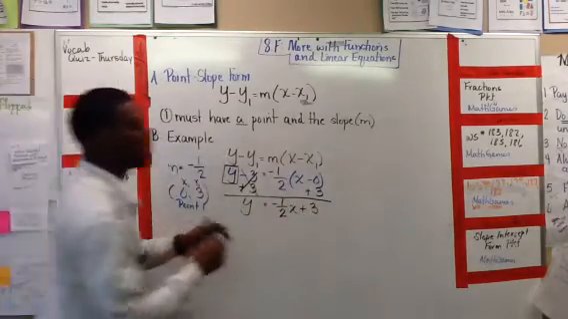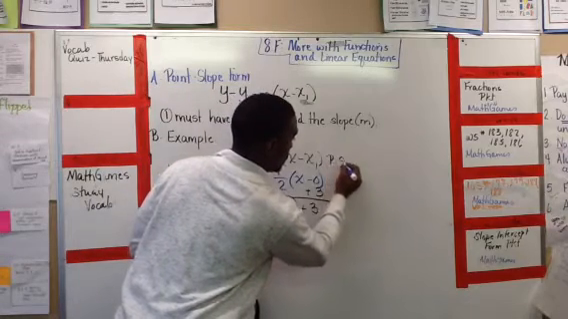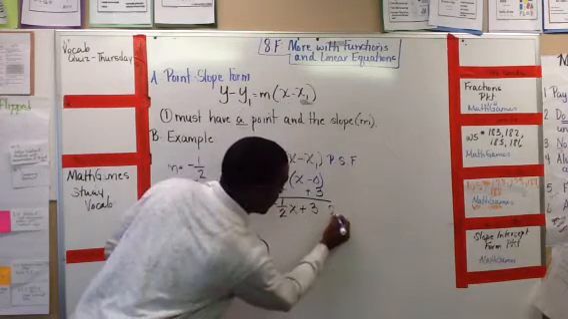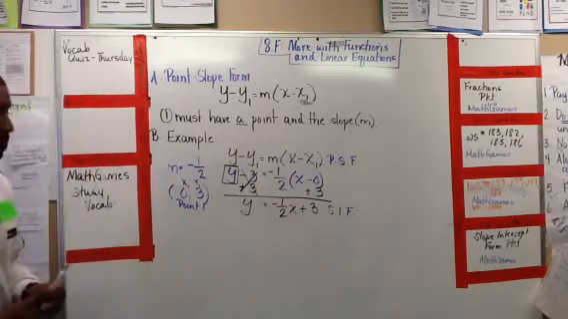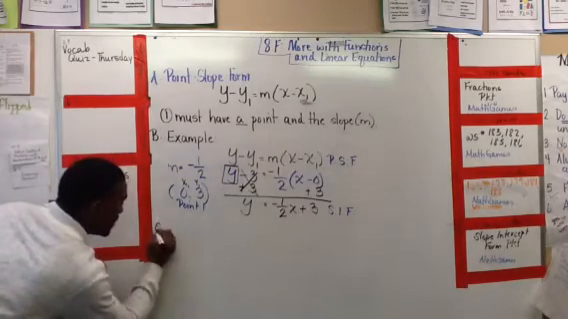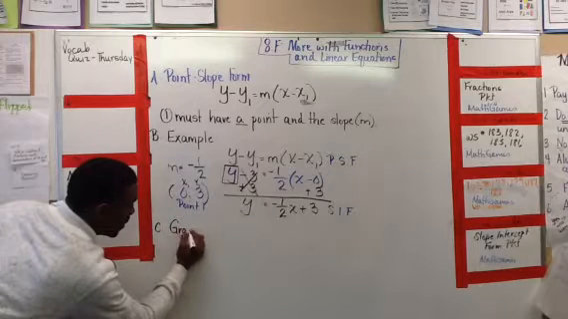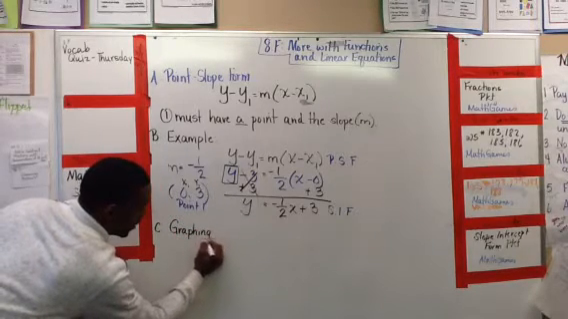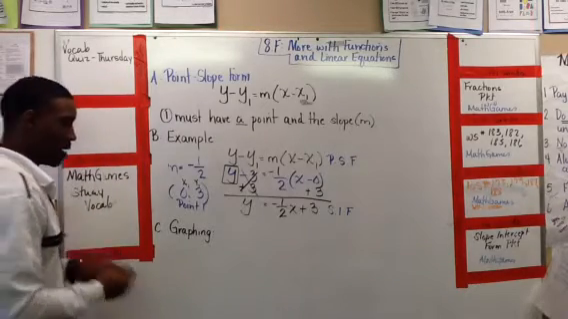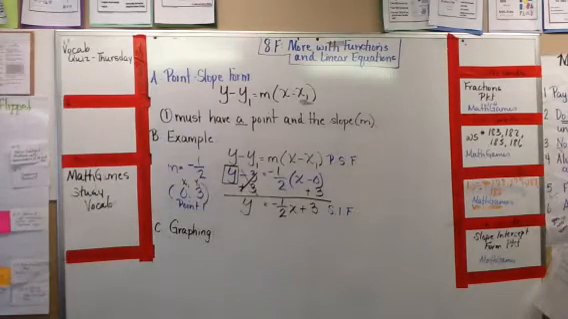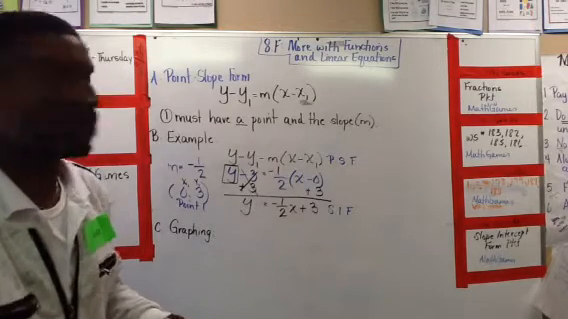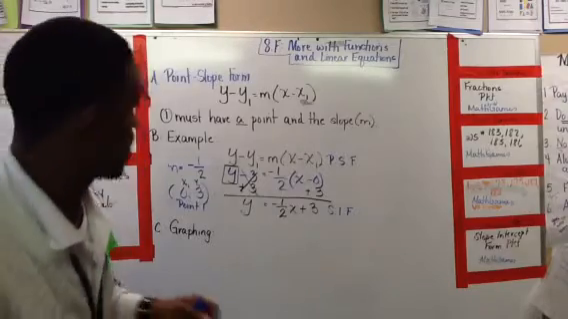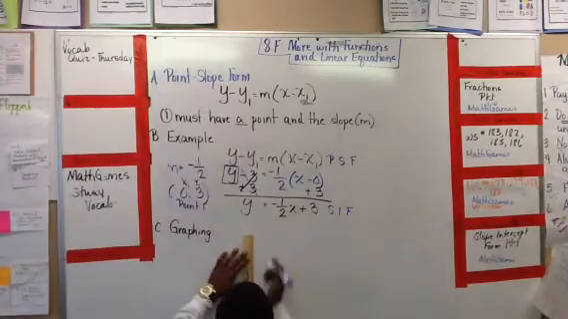I went from point-slope form to slope-intercept form. That fast. Now, I can graph it. If I'm graphing this, I'm going to use the Cartesian plane. Throw me a ruler. And we've had exposure to graphing.